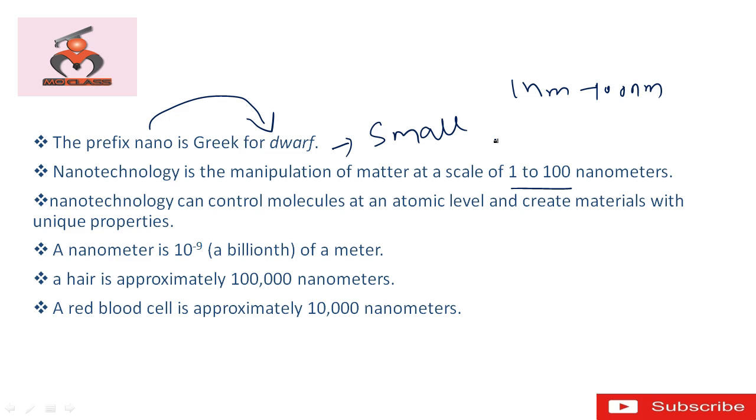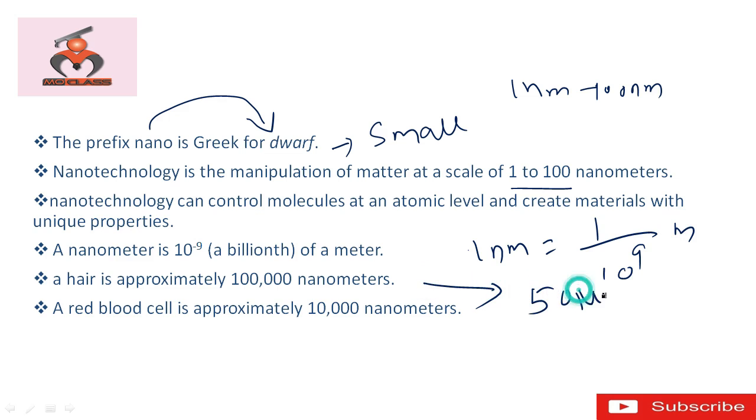So 1 nanometer is nothing but 1 meter divided by 10 to the power 9, that is, 1 by 10 to the power 9 of a meter. If we take the human hair, it has a diameter of 50 micrometers to 100 micrometers, and we will do the conversion into nanometers in another class or another video. So it will be around 50,000 nanometers to 1 lakh nanometers.